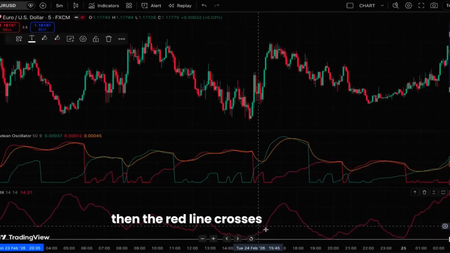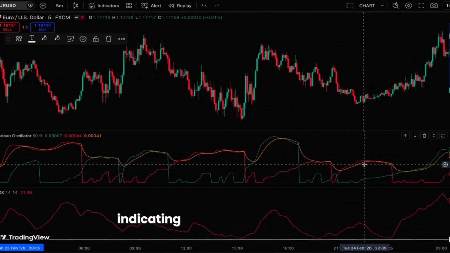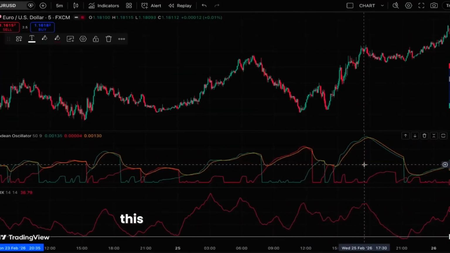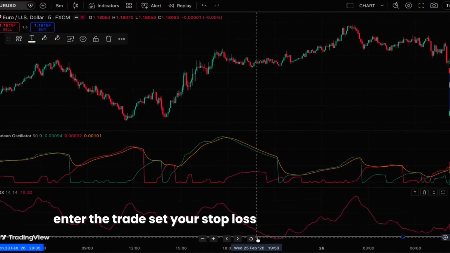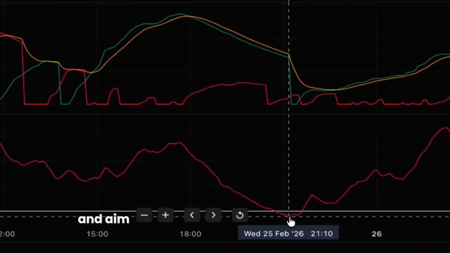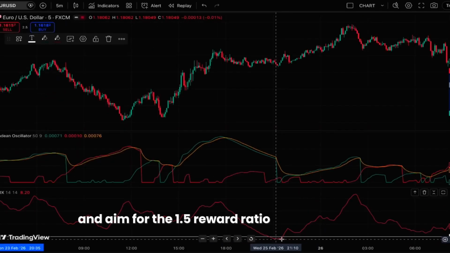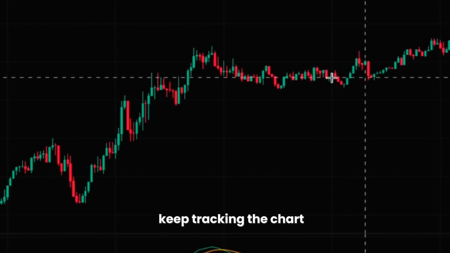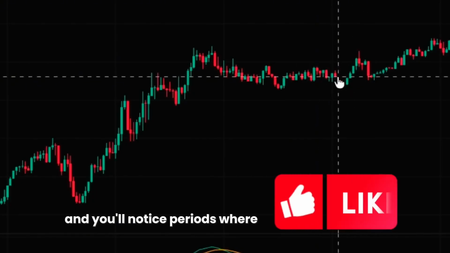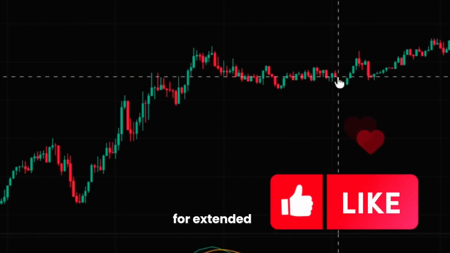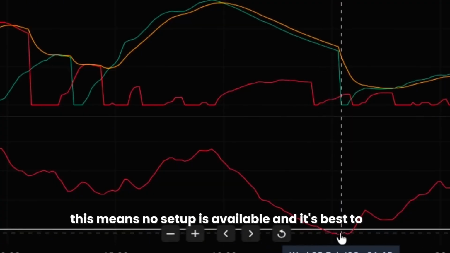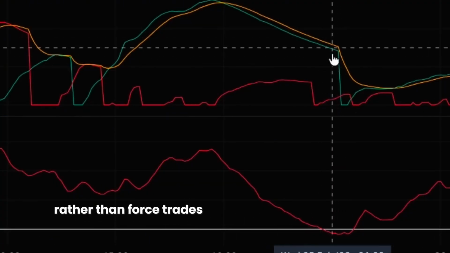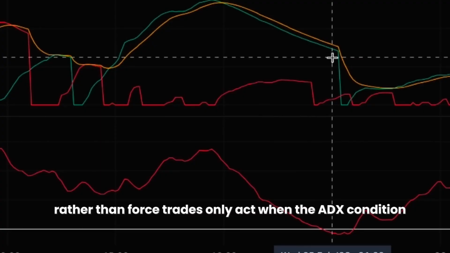Then the red line crosses above orange, indicating renewed bearish pressure. This could be your short entry signal. Enter the trade, set your stop loss above the consolidation, and aim for the 1.5 reward ratio on your target. Keep tracking the chart, and you'll notice periods where ADX remains above 10 for extended times. This means no setup is available, and it's best to wait rather than force trades. Only act when the ADX condition is met.